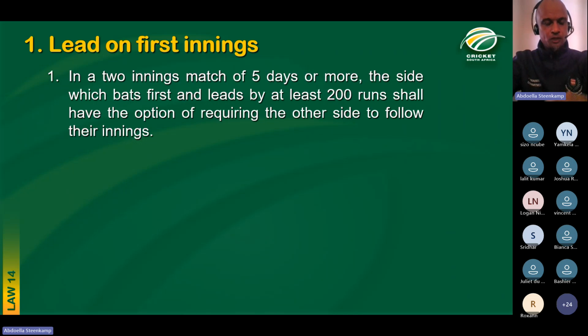So in our example, with India scoring 600 and Sri Lanka being dismissed for 350, what is the lead? The lead is 250 runs. Because the lead is 250 runs, and the law wants the lead to be at least 200 runs, the captain of India has the option to ask Sri Lanka to go bat again. The option is there. The captain does not have to exercise the option.